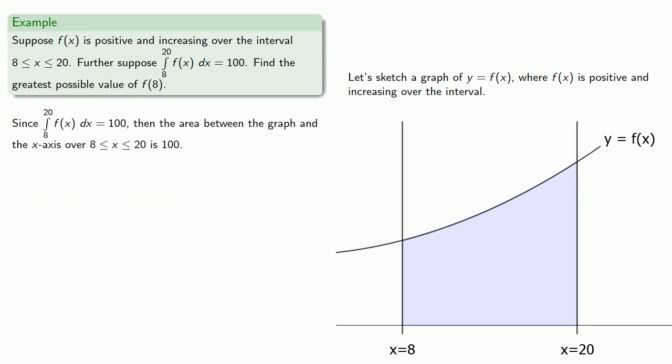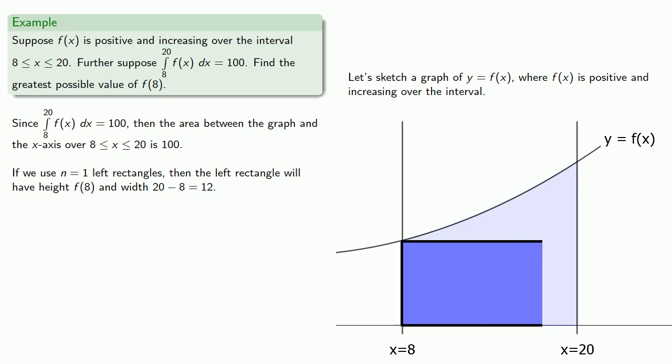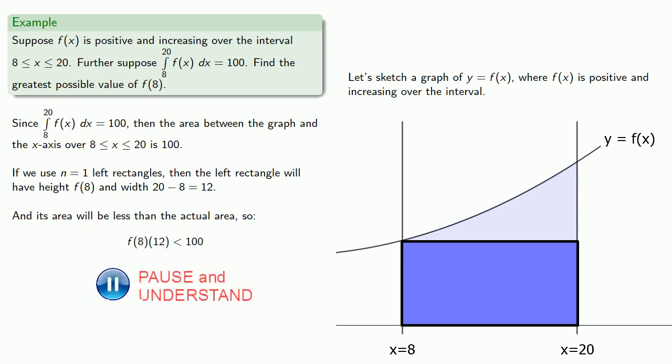Well, we're interested in saying something about f of 8, so if we use n equals 1 left rectangles, then the left rectangle will have a height of f of 8 and a width of 20 minus 8, or 12. And since f of x is increasing, the area of this rectangle will be less than the actual area under the curve, and so we know that f of 8 times 12 is less than 100. And so we know that f of 8 is less than 100 twelfths.